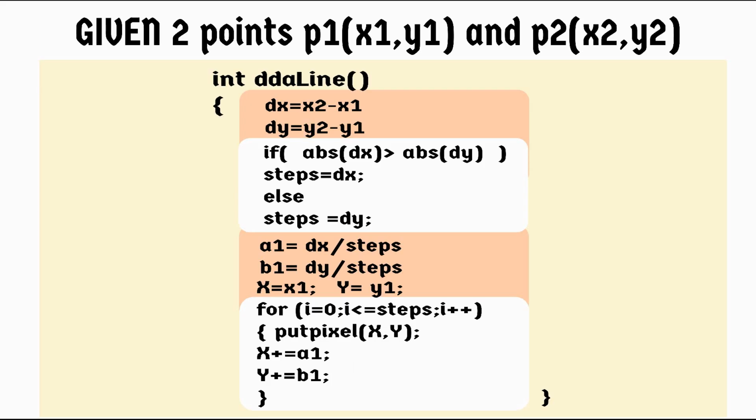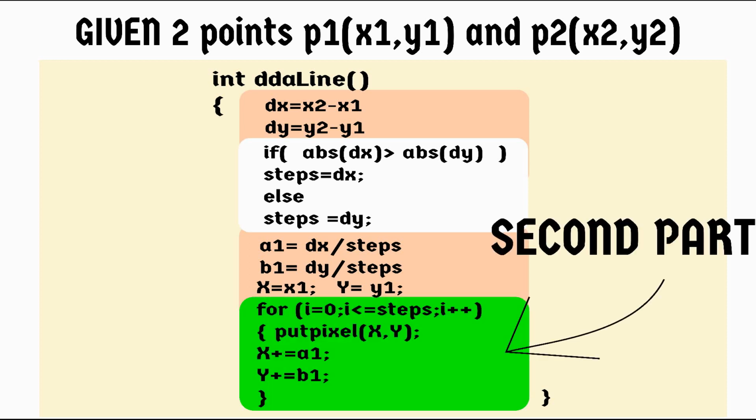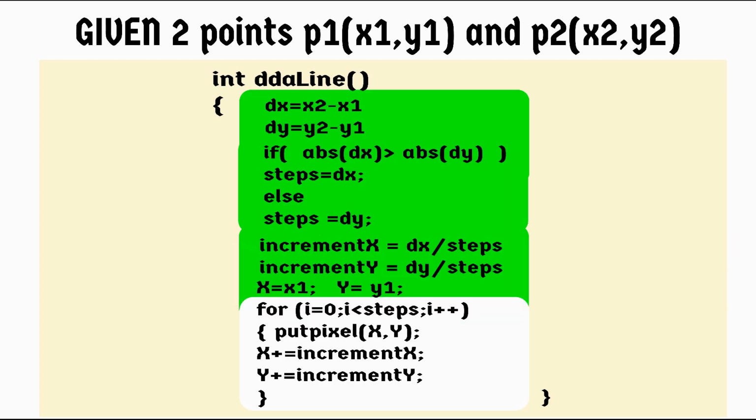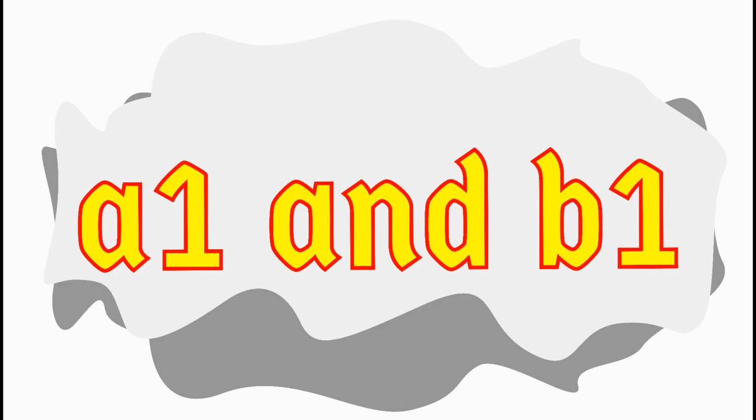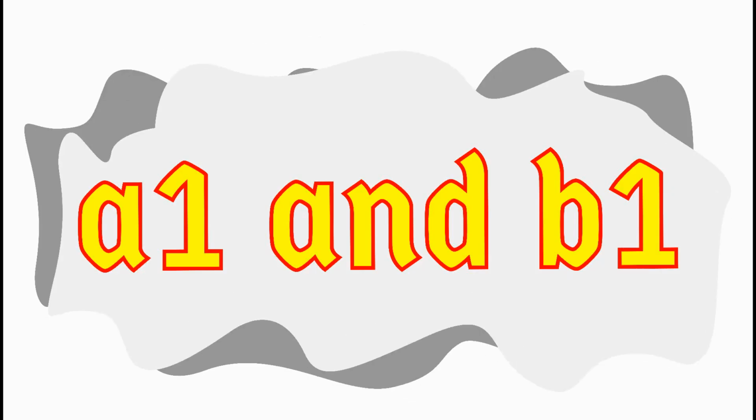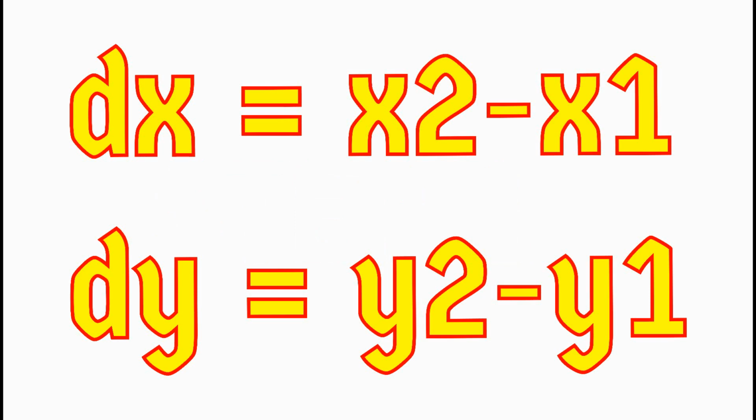Let's revisit the algorithm. Now what I just explained to you was this second part, which was adding these two special numbers a1 and b1 in a loop to reach x2 and y2. Now we can move on to the first part, which is finding out what these special numbers are and how are these calculated. Well, the steps to find out those special numbers is fairly simple. This is the first step, and the first step includes finding out dx and dy, which is just the difference between x2, x1 and y2, y1.